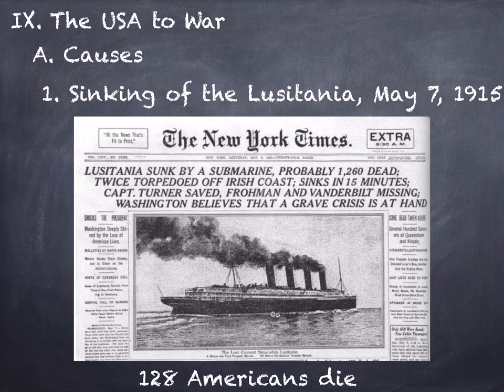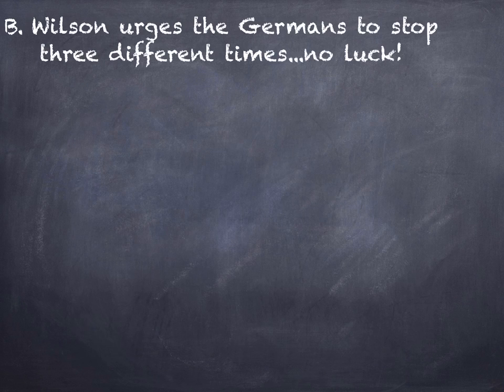They went to President Wilson and said, this is enough. 128 of our people, our Americans, just died. We need to go to war. Well, President Wilson was practicing something called isolationism that we talked about a second ago, but he was also appeasing a little bit, the policy of appeasement, where you give in to demands in order to keep the peace.